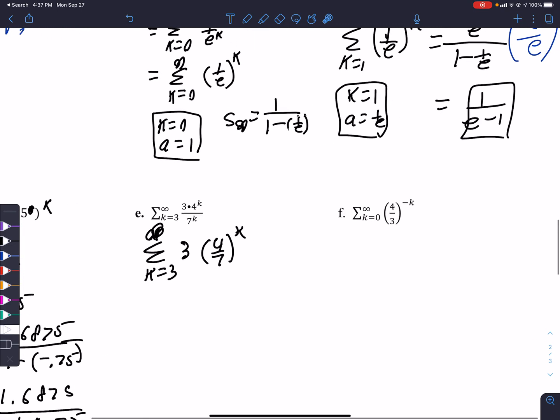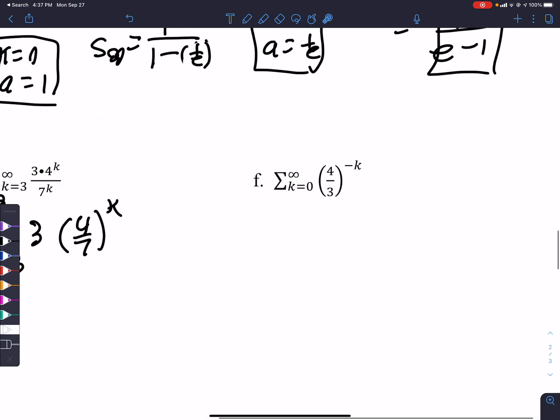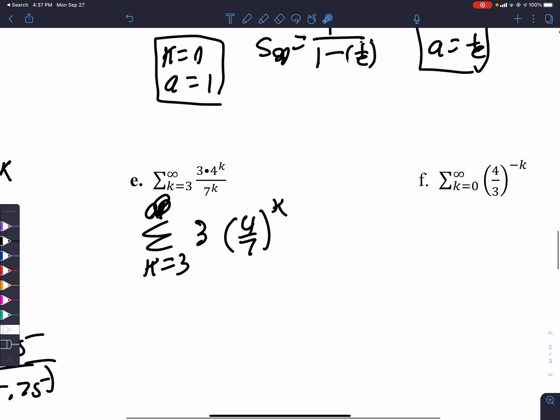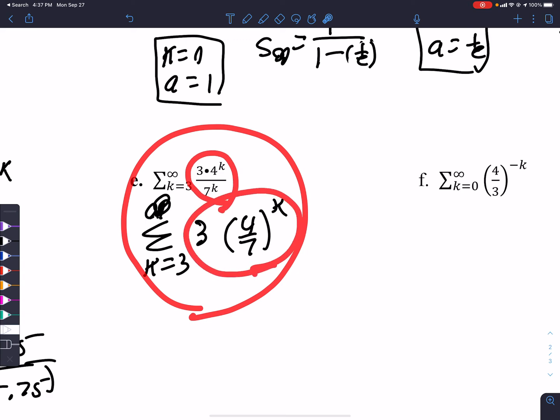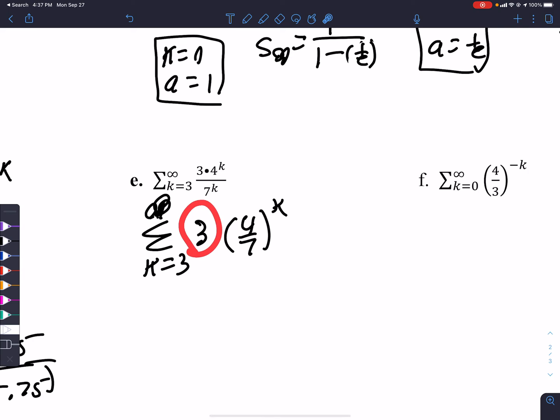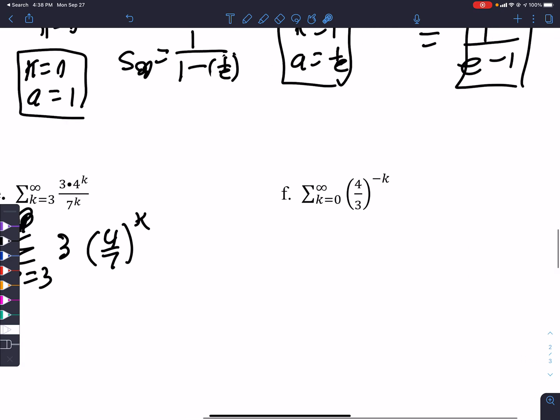I'll work some of these in class tomorrow, so let's just look at these. Now this one, going back to this, is a very common thing: manipulating using algebra to get something that doesn't look geometric to be geometric. So in a geometric series, you have a constant, an r to a power, and that power is going to be the index variable. Okay, so the last one, is this proper form for geometric?